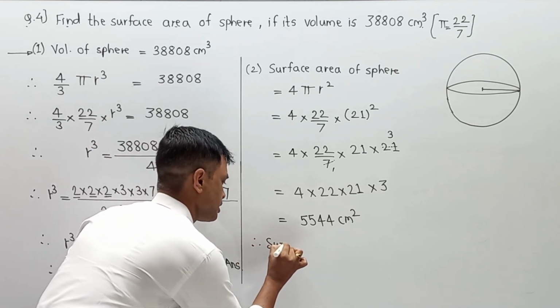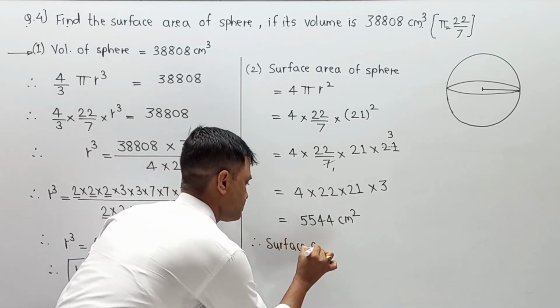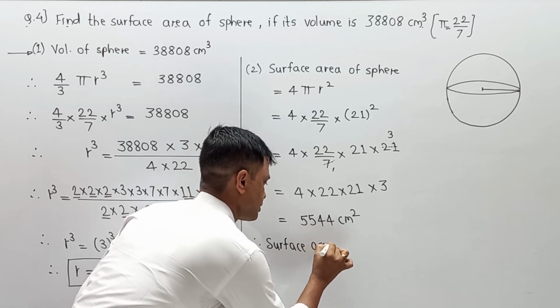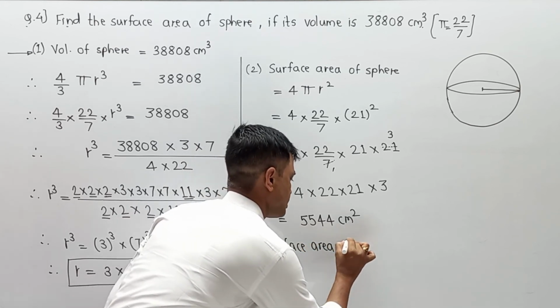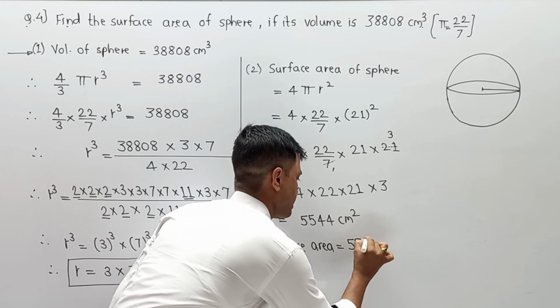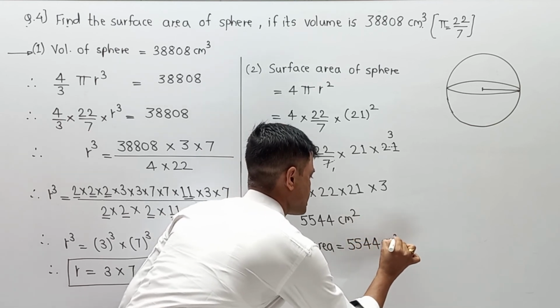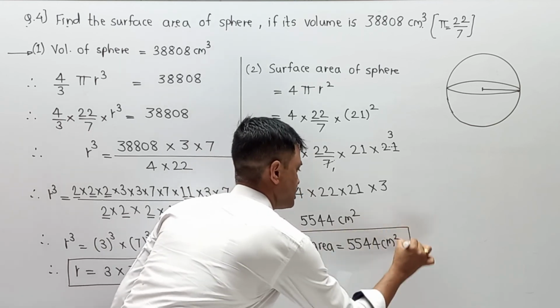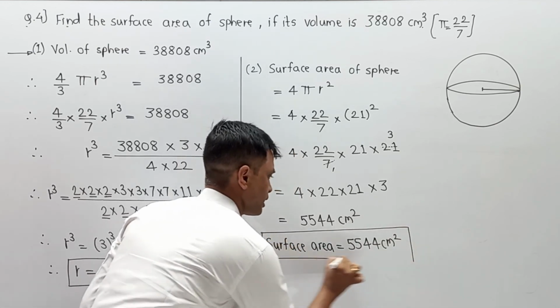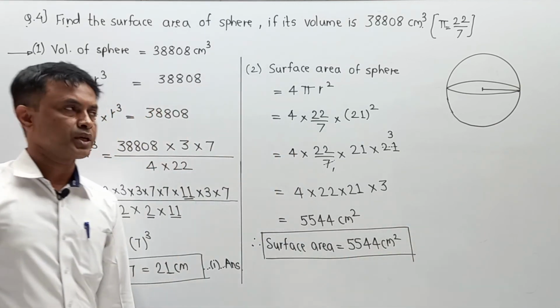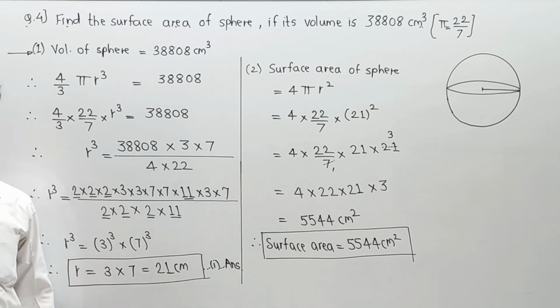Therefore, surface area is equal to 5544 square centimeter, and in this way we can complete the entire numerical. Student, in this type of numerical, the main part is mathematical calculation and understanding the formula in terms of the conceptual part, and you should focus properly on that.